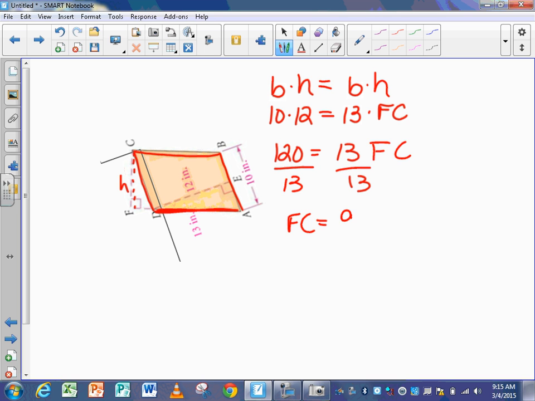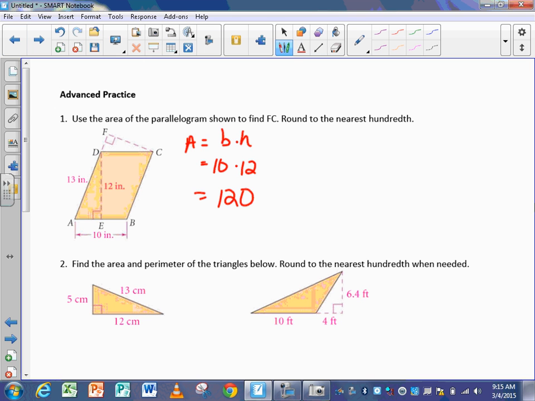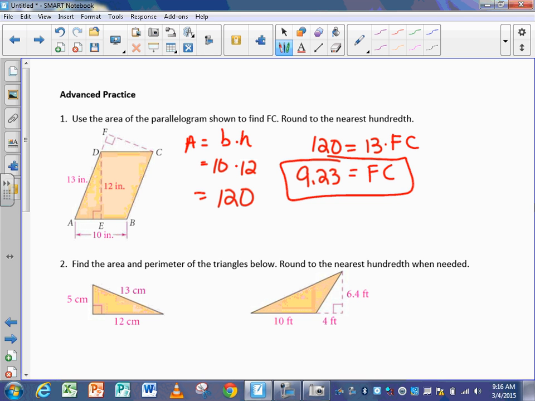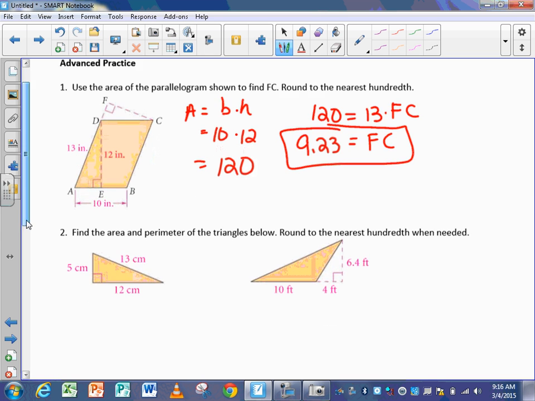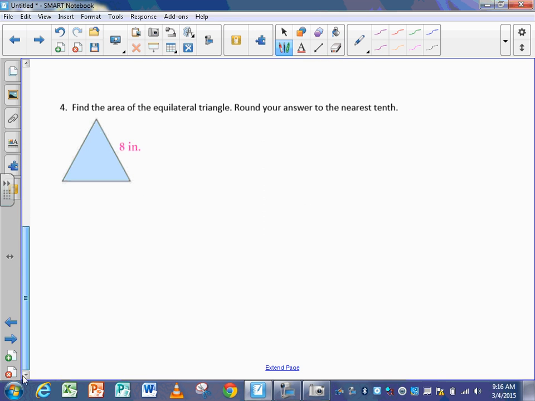FC is 9.23 approximately. Now, what was I asked to round to? I don't remember. 9.23, it says to the nearest hundredth. That is the nearest hundredth. Fantastic. So 120 equals 13 times FC, and we got FC is 9.23. All right, let's see. I'm going to skip over number 2. You can do that with your teacher tomorrow. And I'm going to jump down to number 4. This will be our last one to do together.